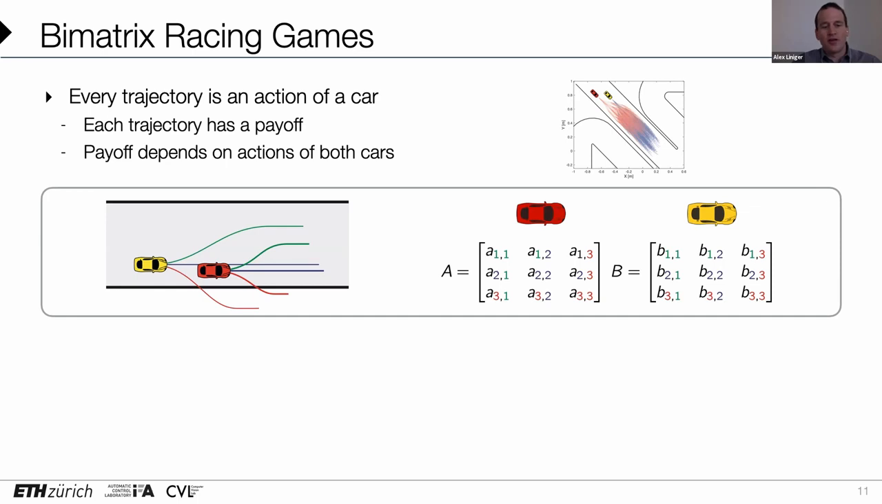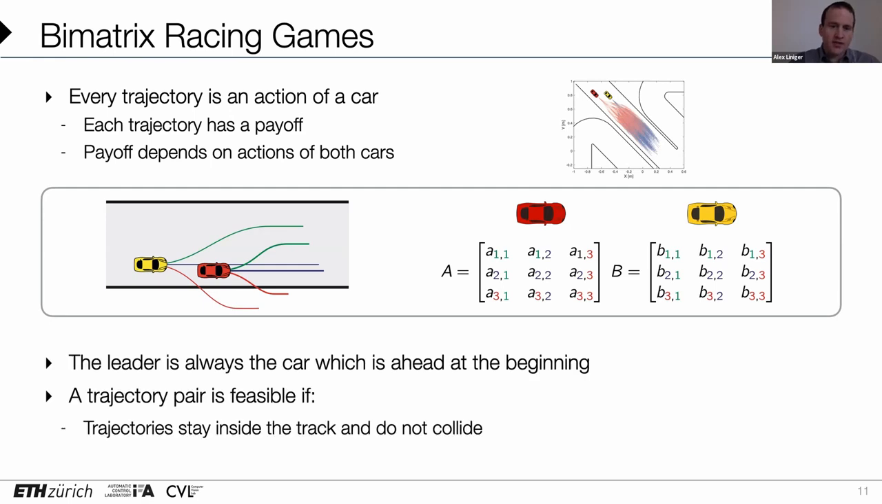So given that each car has 3 trajectories, you end up with payoff matrices of 3 by 3, where, for example, if both cars choose their green trajectory, the red car gets a payoff of A11, and the yellow car gets a payoff of B11. And similarly, you can do the combination for all the trajectories.